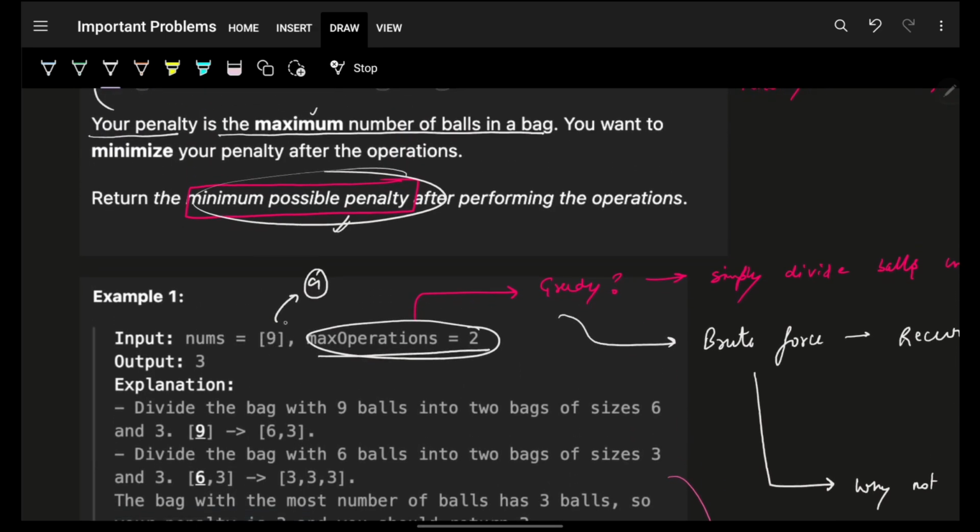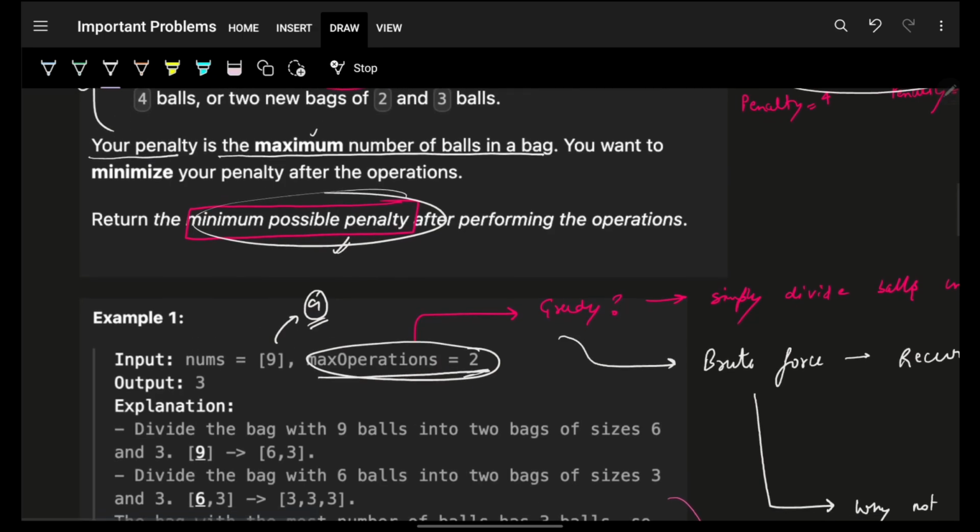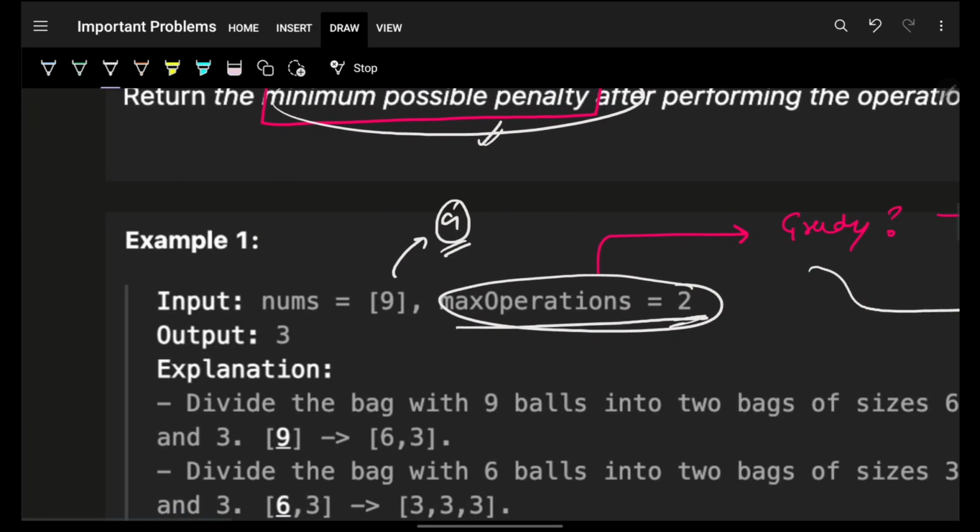Now, obviously, I want to minimize the penalty, so I want to apply two operations. Technically, it makes sense that I will go the greedy way, which means I will divide these 9 balls by 2. I will get 5 and 4. Then I will again take the maximum of balls and divide by 2, which means I will get 3 and 2. So, technically, by this I have done two operations and I have achieved this configuration.